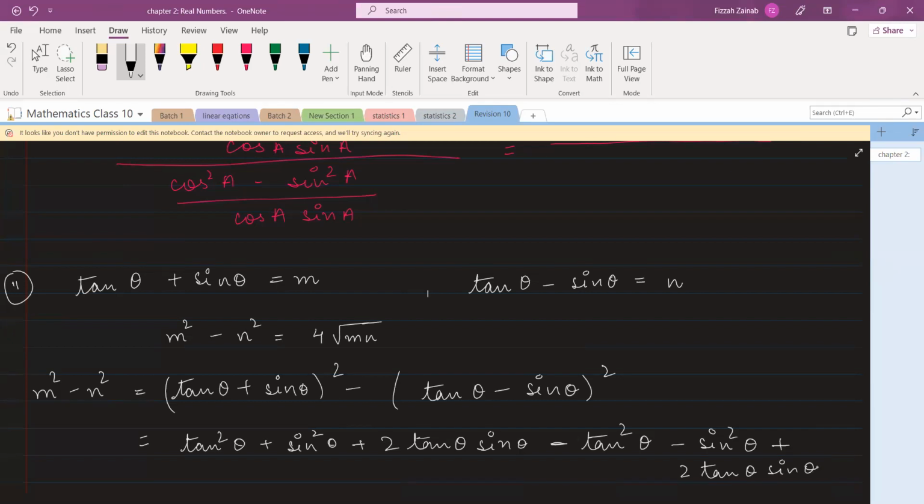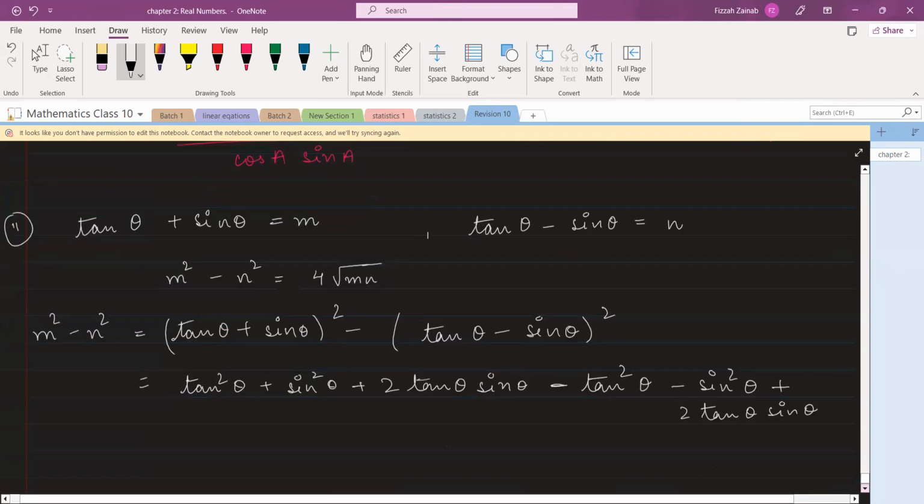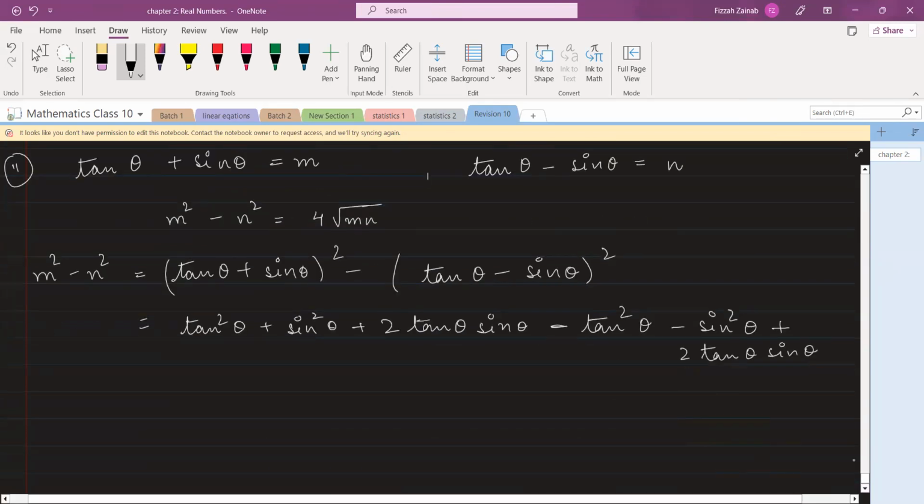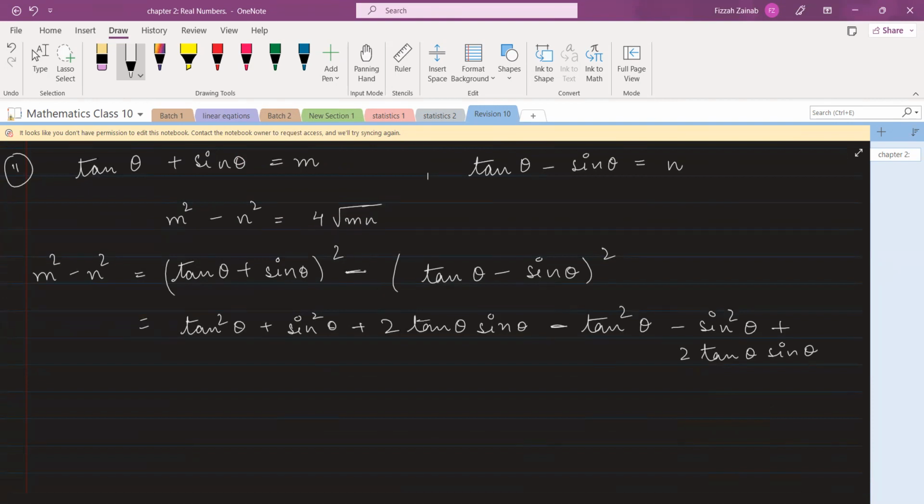You can put a bracket in the first step and then open the bracket in the second step. I have done it directly. Fine, Martin? Otherwise, you will make a sign mistake. Definitely you will make, okay? Be careful here. Okay. Now some terms will cancel out. Tan square theta, tan square theta. Then this sine square will also cancel. Now you have 4 tan theta and sine theta.